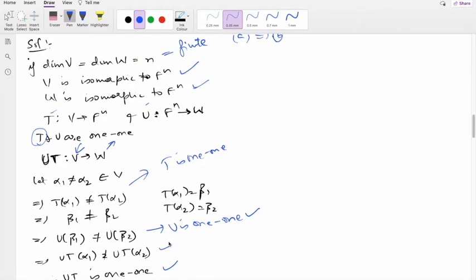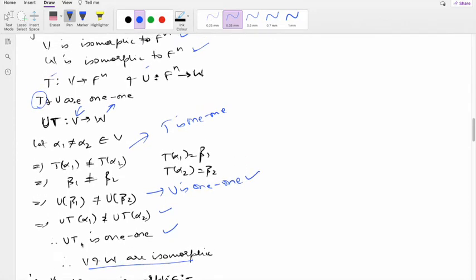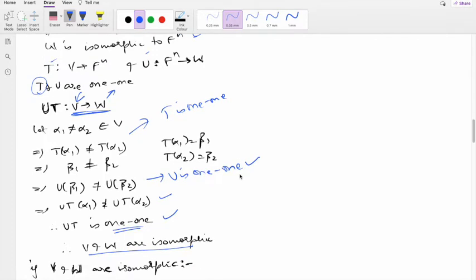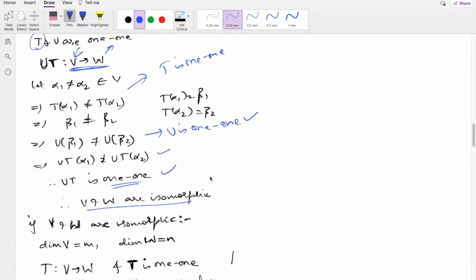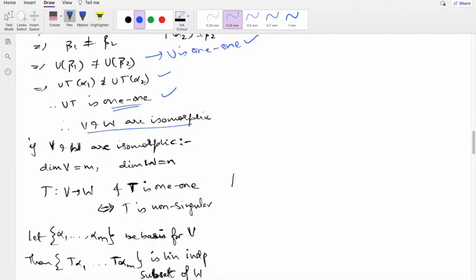So we have found a 1-1 transformation which is linear. The proof that UT is linear, we've already done in the previous section, the algebra of linear transformations. So UT is a linear transformation which is 1-1, therefore V and W are isomorphic. Now we prove the other way around. We say that if V and W are isomorphic, we need to prove that their dimensions are the same.